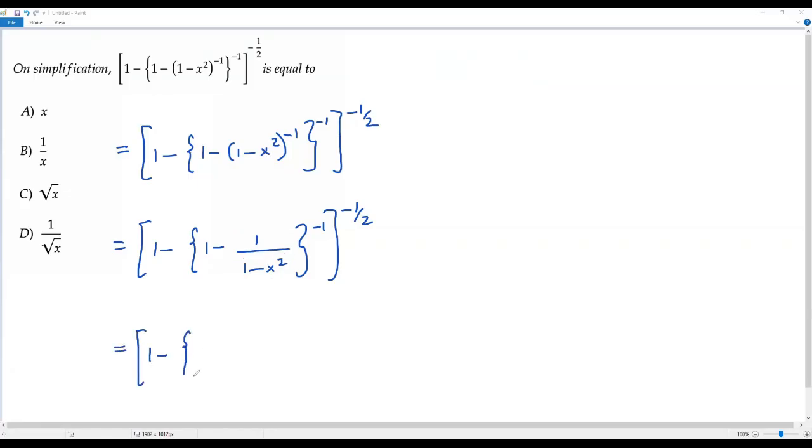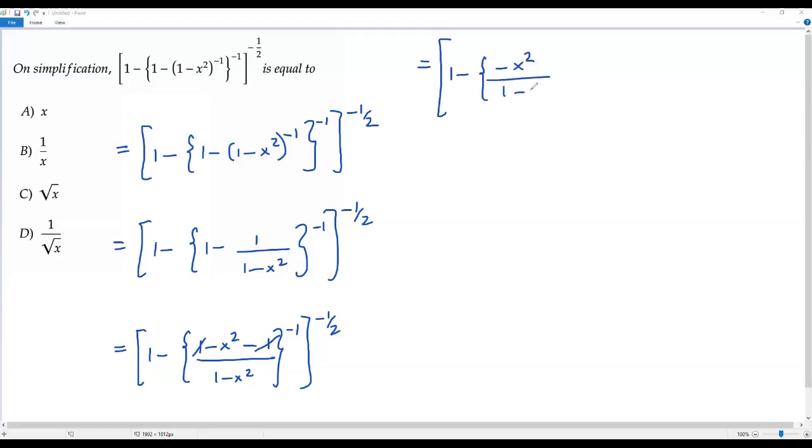There is 1 minus. Now I'm going to multiply this integer 1 by the denominator 1 − x². 1 times (1 − x²) is still 1 − x². Now we take the negative sign and this 1, and since we have multiplied the integer by the denominator, we can take 1 − x² as the common denominator. For the braces we have the exponent negative 1, and for the complete expression, the exponent negative 1 half. Here the positive 1 and negative 1 cancel out, and I'm getting negative x² over (1 − x²), raised to the power of negative 1, and for the complete expression the exponent negative 1 over 2.